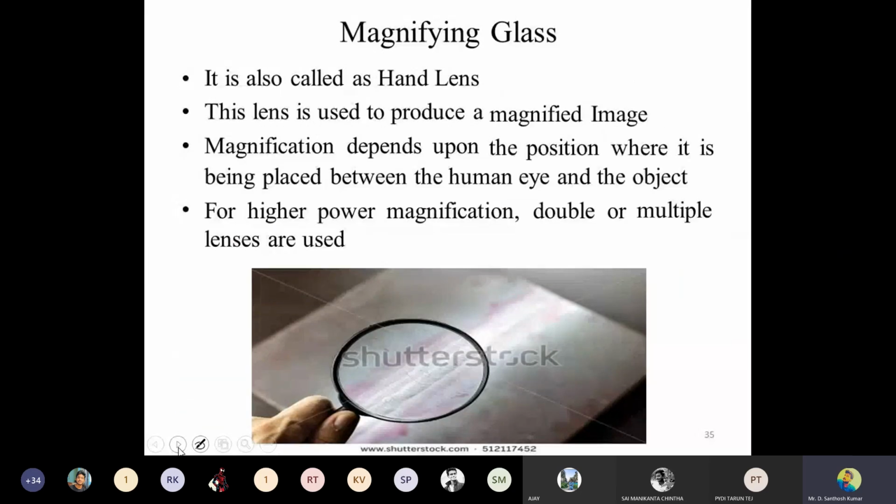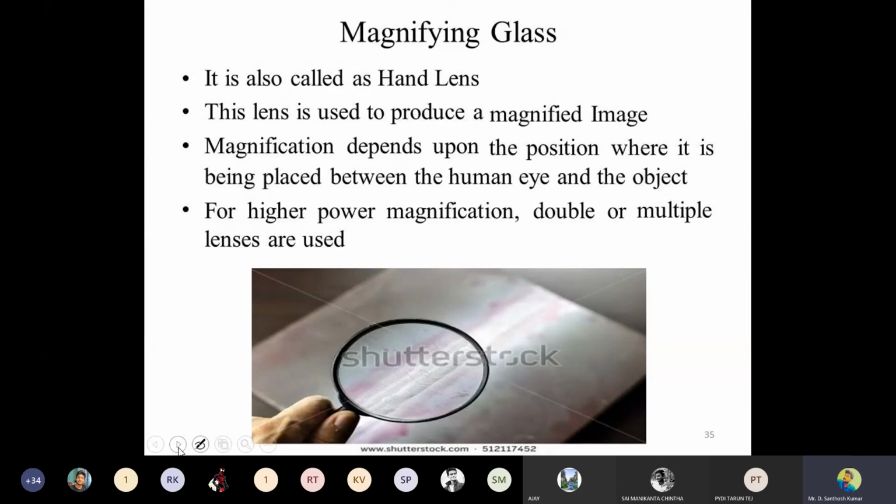So see, we are going for magnifying lens. Everyone knows about this magnifying lens. In our metallurgy laboratory, we have talked about these magnifying glasses. Magnifying glasses always depend upon the position where they are placed in between the human eye and that object. The power of magnification, you can go for double, triple. It depends upon the lens and all the things.